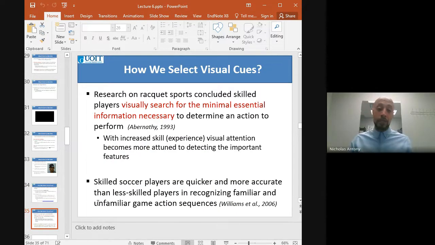A whole bunch of studies have now looked at a bunch of different sports and compared what experts and amateurs look at. And what's the difference? As a general rule, experts in a particular motor skill can visually attend to less and for a lesser amount of time because of the experience. They know specifically what to look at, right?